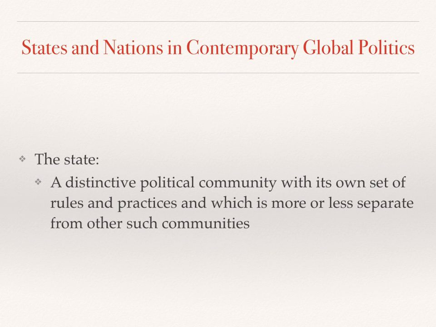And when we talk about the state, we've dealt a lot with this in this course, but we're talking about a distinctive political community with its own set of rules and practices, and which is more or less separate from other such communities. This is how we're going to think of the state in international relations. So states are autonomous. They have their own set of rules and practices, and we can think of states as being separate and distinct from other states in the international community. The United States and Canada are two separate and distinct types of political communities. They each have their own sets of rules and practices, their own laws and cultures.